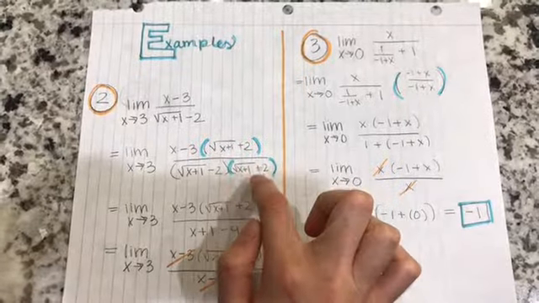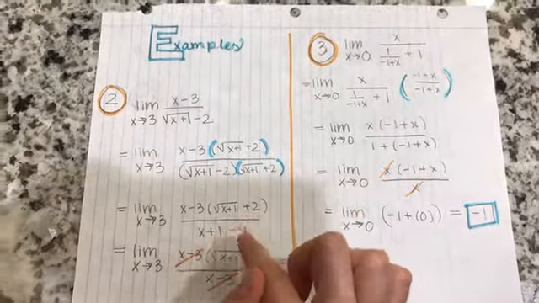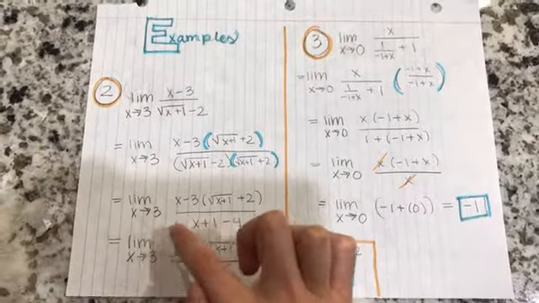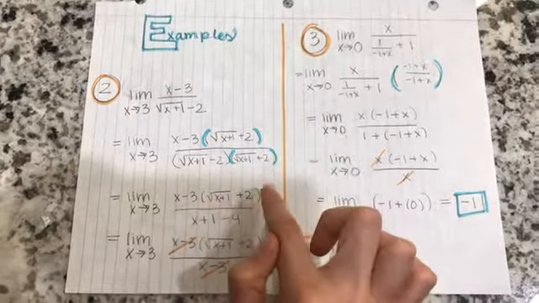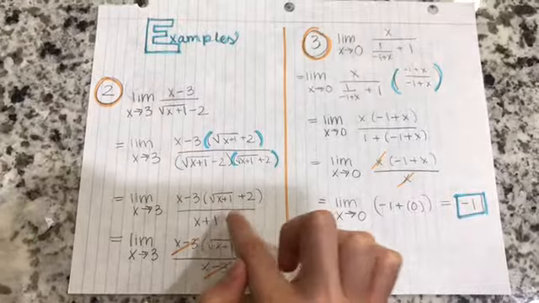So after I multiply both top and bottom, that's the key here, multiplying both top and bottom by that conjugate term, I am left with the limit as x approaches 3 of x minus 3 times the conjugate term divided by x plus 1 minus 4.